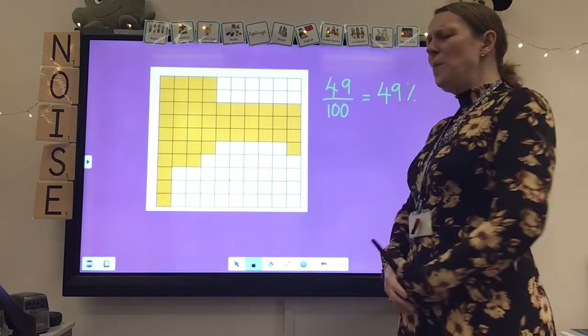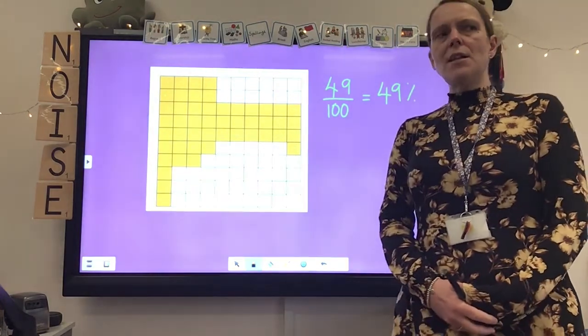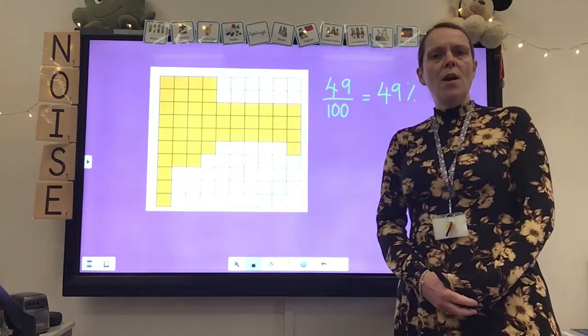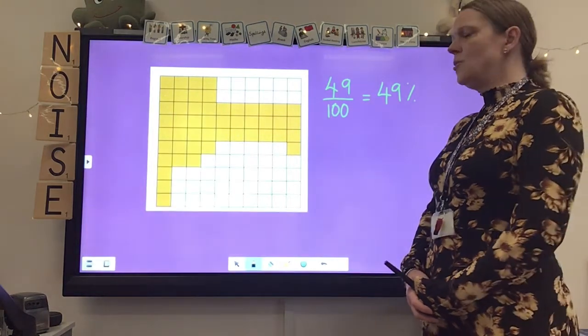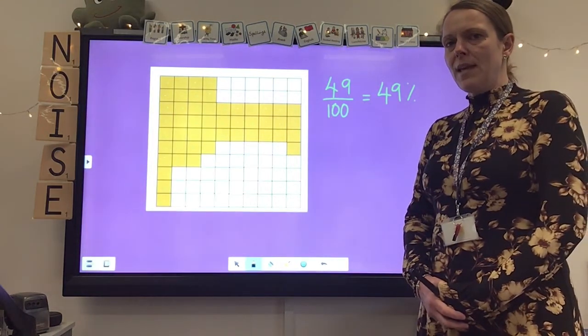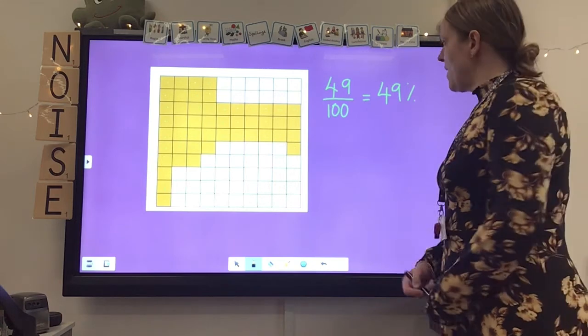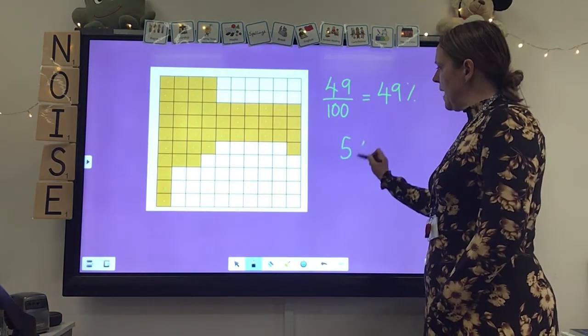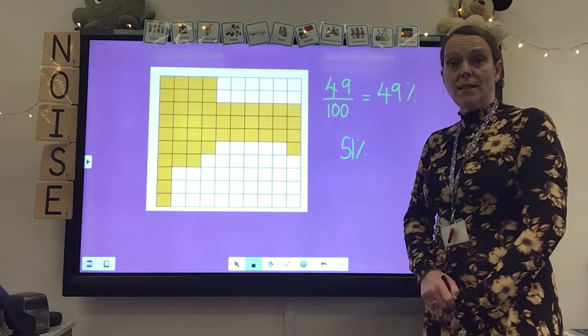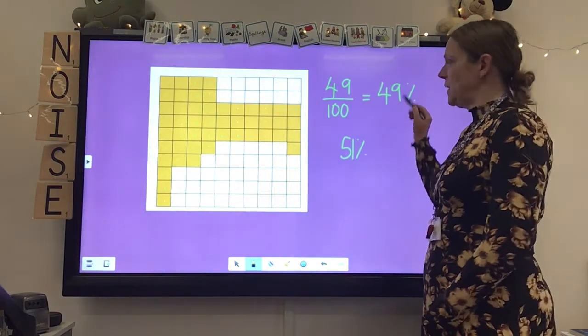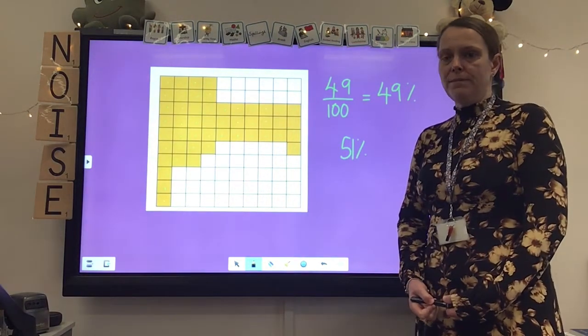Okay, so what percentage, if percent is out of 100, parts of 100, what percent is not shaded? Have a think. That's right, 51%, is not shaded because 51 plus 49 equals 100.